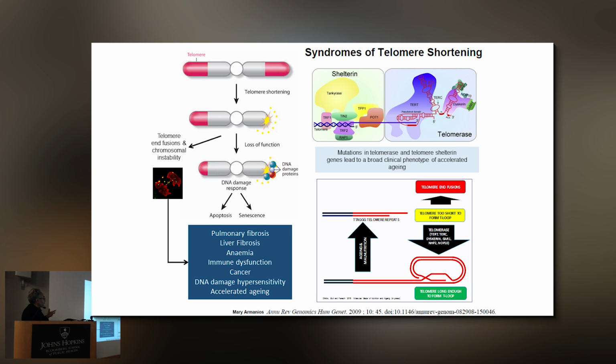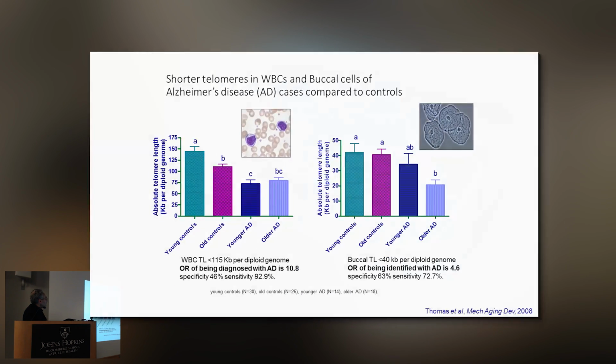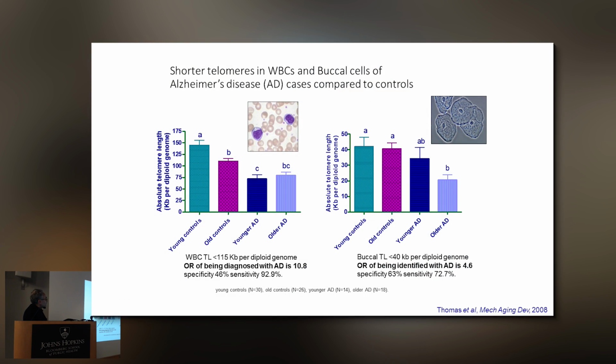Okay? Now, telomere shortening is associated with accelerated aging, liver fibrosis, anemia, immune dysfunction, and other conditions, and is associated with increased risk for cancer. We know it's associated with dementia as well. These are some of the studies we've done on telomere length and Alzheimer's disease, younger and older relative to controls. It's diminished in lymphocytes, as well as in buccal cells. A lot of this work we also do in buccal cells, but there isn't time to talk about it.